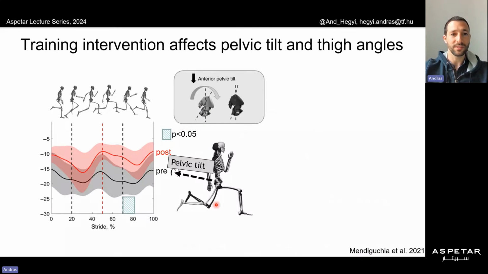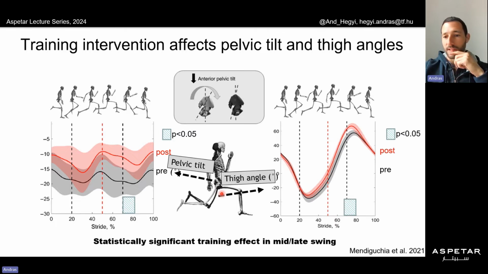And what was also interesting and very important, I think, in recent years, is that it's been shown that with a training intervention you can actually decrease pelvic tilt. This was a 6-week training intervention. So they could decrease pelvic tilt in the late swing phase. And what they also observed is that this was accompanied by a simultaneous change in the thigh angle.